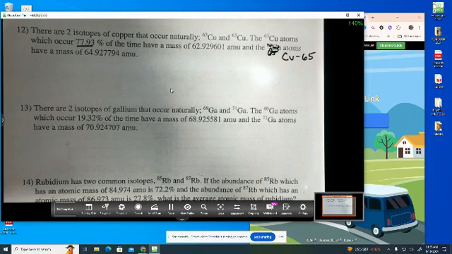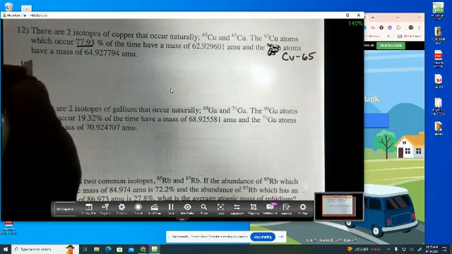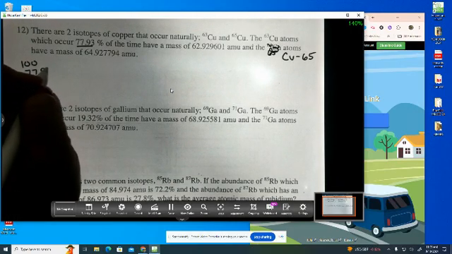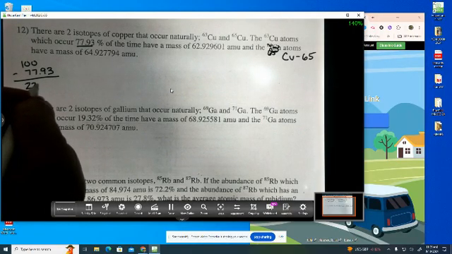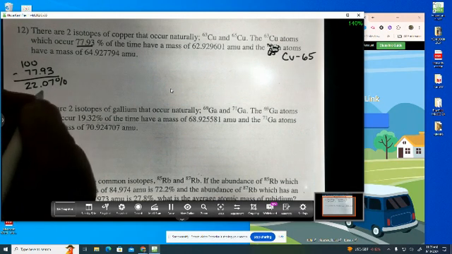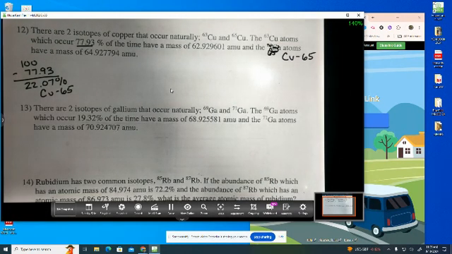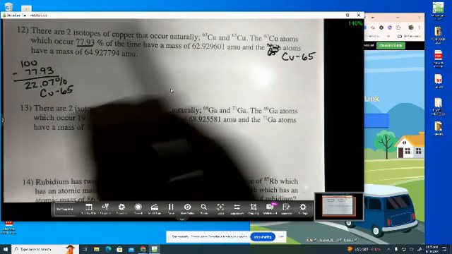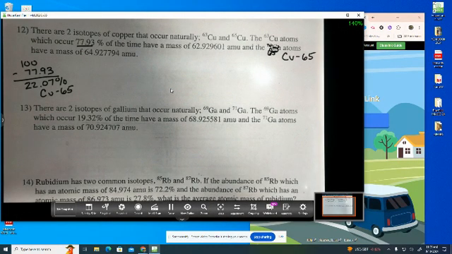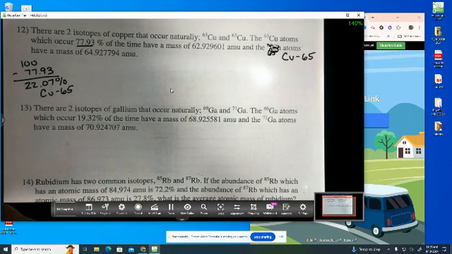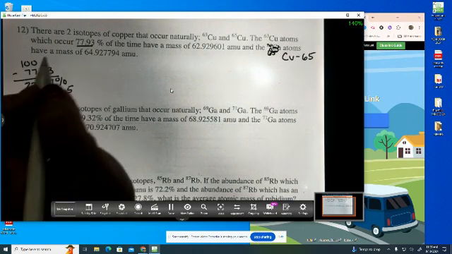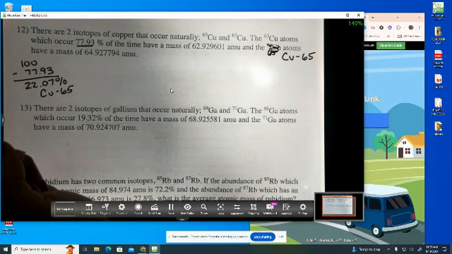77.93% copper 63, and we know that the whole sample needs to be 100%, we would have to take 100 minus 77.93 to get 22.07, is that right? Yes. 22.07% of the copper 65. That was not given to us in the words up here, but we need that information in order to calculate the average mass. So now what would we do next? Izzy, what would you like to do next? Set up the equation.